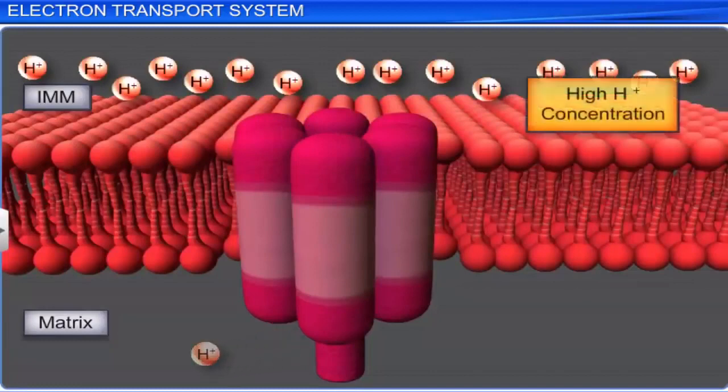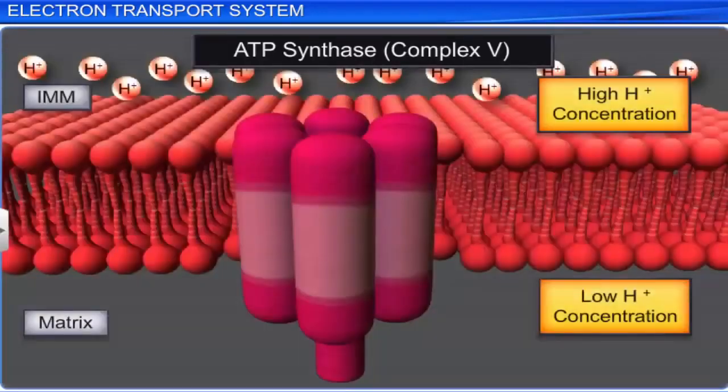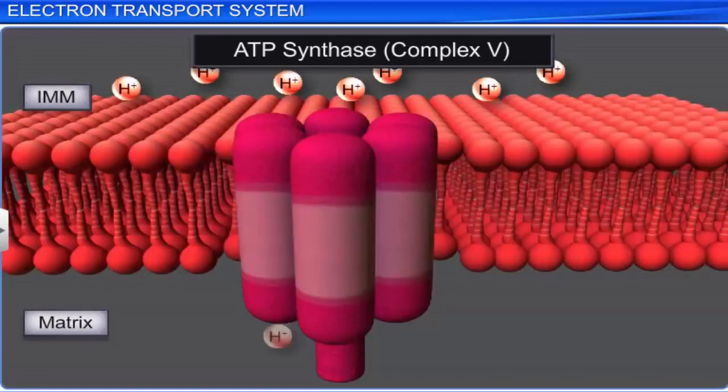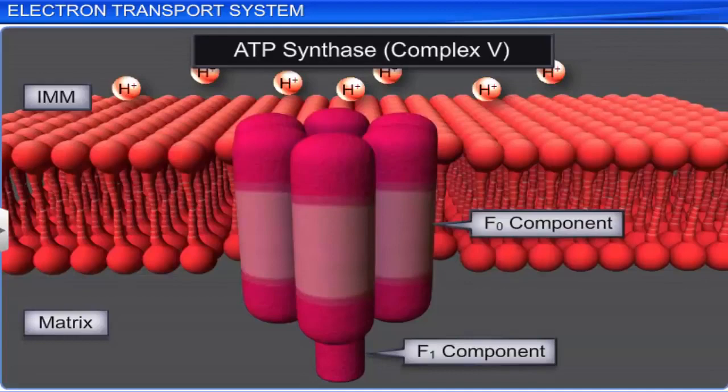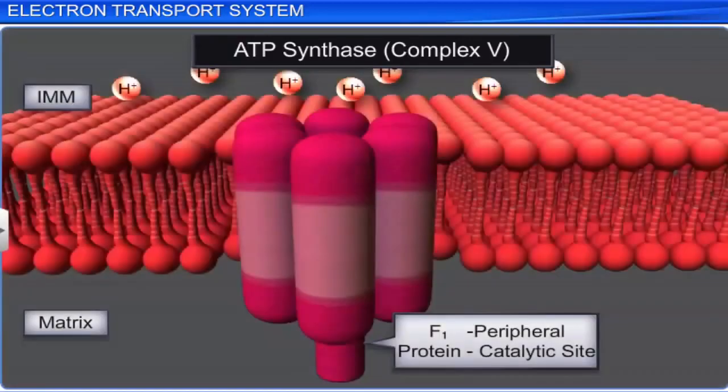The protons in the intermembrane space need to be pumped back into the mitochondrial matrix to maintain equilibrium. As the mitochondrial membrane is impermeable to protons, they are pumped through a membrane protein called ATP synthase or complex 5. ATP synthase consists of two components, F0 and F1. While F0 is an integral protein that is used as a channel for proton transport, F1 is a peripheral protein and a catalytic site responsible for ATP synthesis.